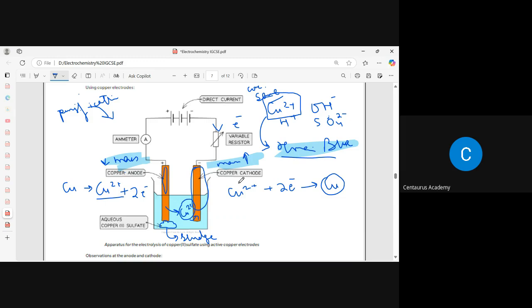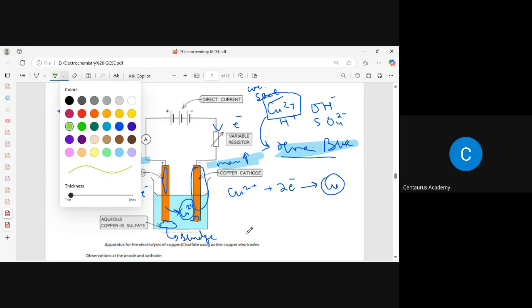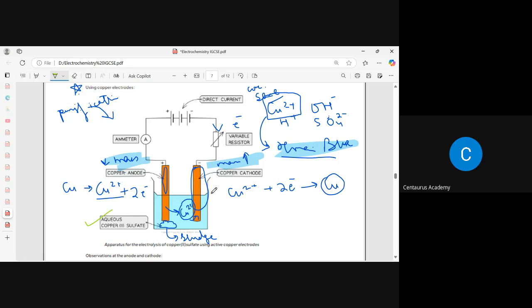All right. Let's move on to another one. So this is how the reactive metal electrodes play a role when they are used as electrodes. In the process of electrolysis, supposing now you have the same electrolyte, but you're not using the copper cathode and anode. You are now using carbon cathode and carbon anode. Tell me what will be the difference.